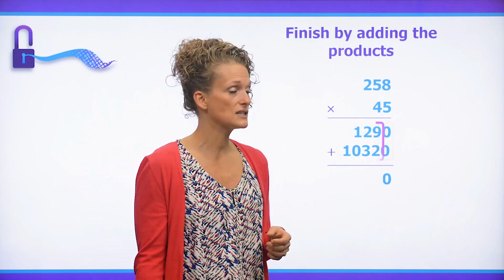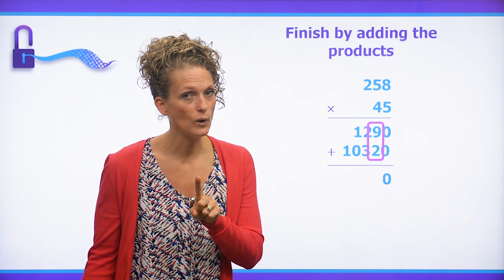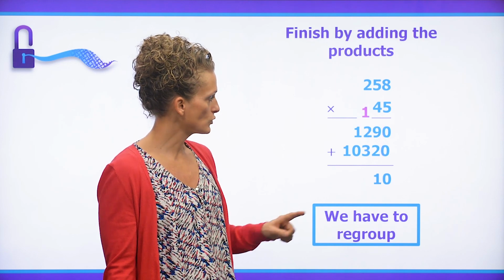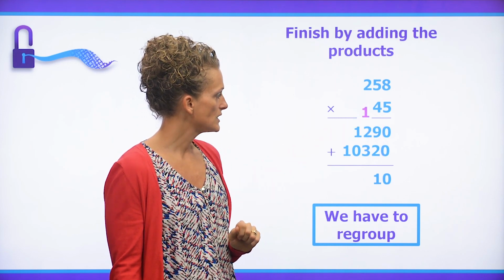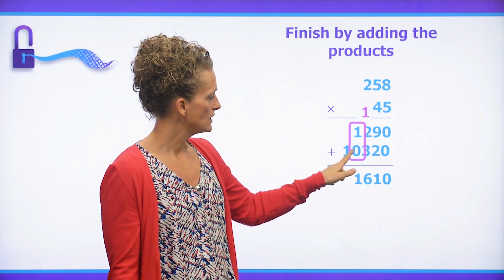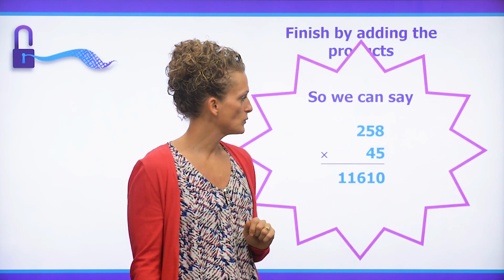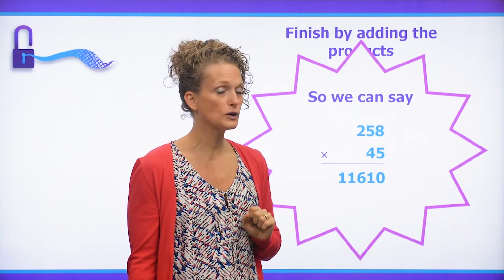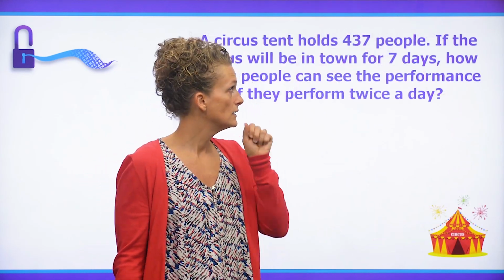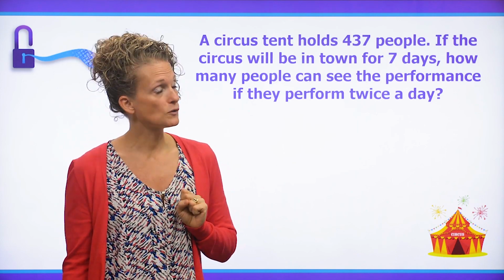So 0 plus 0 is 0. 9 plus 2 gives us 11. We can only have 1 digit in each position, so we write the 1, and we're going to regroup this 1. So we place this 1 above the next column. Then we add 3 plus 2 plus 1, which gives us 6. 0 plus 1, which is 1, and then of course we have 1. So we end up with 258 times 45 is equal to 11,610.